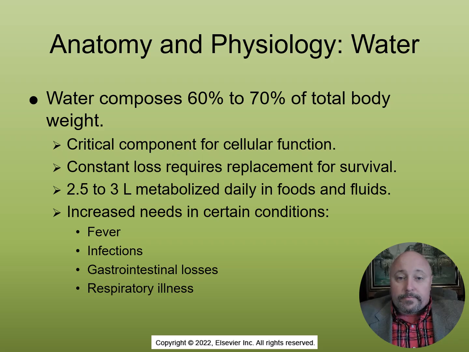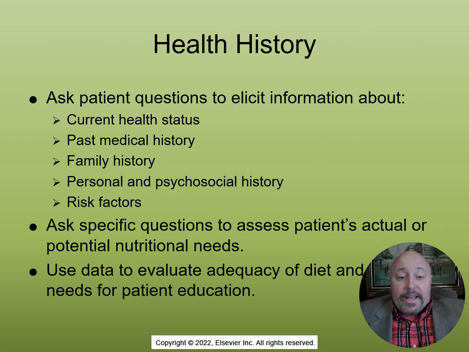respiratory illnesses. When obtaining the health history, ask the patient questions to elicit information about their current health status, past medical history, their family's history, personal and psychosocial history, as well as risk factors. You should also ask specific questions to assess the patient's actual or potential nutritional needs.